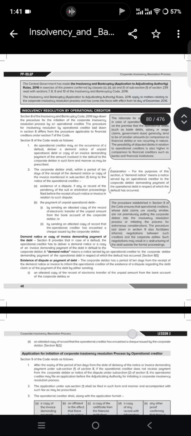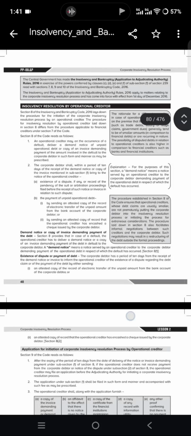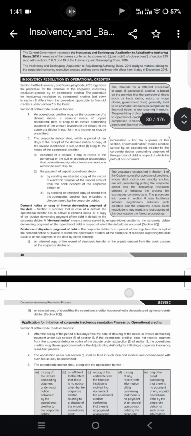First, the existence of a dispute, if any, or record of the pendency of a suit or arbitration proceedings filed before the receipt of such notice or invoice in relation to the dispute. And second, the payment. So first, existence of dispute, and second is payment. Payment of unpaid operational debt, first, by sending an attested copy of the record of electronic transfer of the unpaid amount from the bank account, meaning I have paid, check the proof.